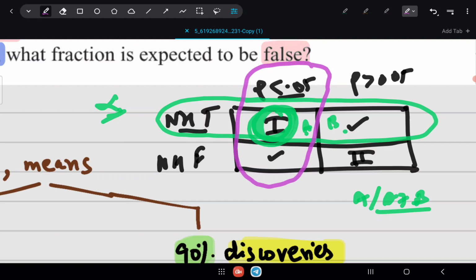What is the probability that I am wrong? It means the null hypothesis is actually true in reality, right? So in this case, the false discovery rate, let's assume this is C, will be A by A plus C. Okay, so I hope you are able to understand the difference between alpha level and false discovery rate. They look similar, but they are very different.